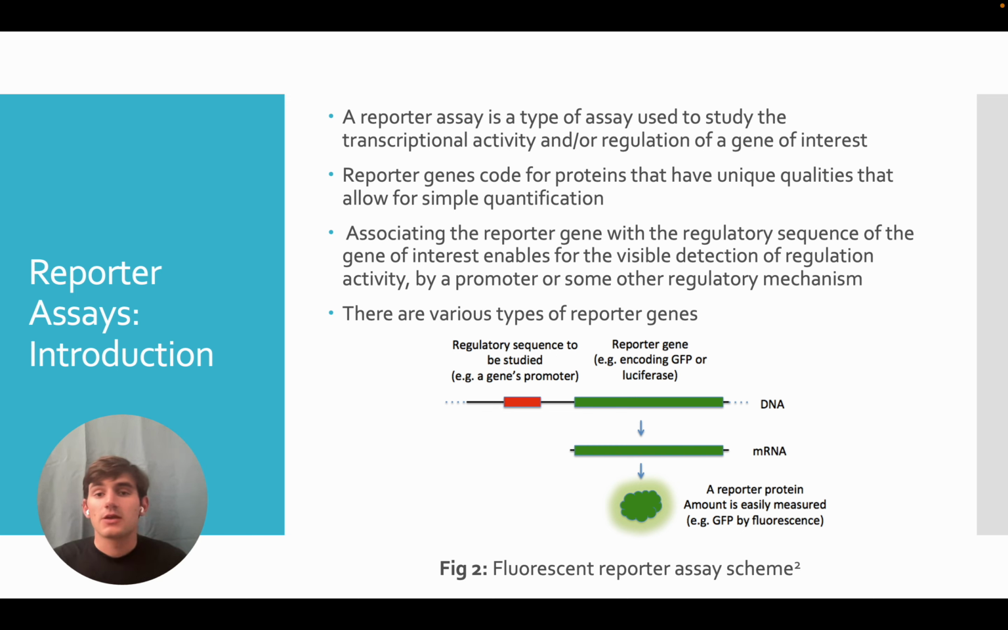This image down here shows a simplified view of a reporter assay. As you can see, a reporter gene is associated with a regulatory sequence of interest. So this is a regulatory sequence associated with a different gene, but that gene is cut out and replaced with the reporter gene. And this reporter gene is transcribed into mRNA and then translated into a fluorescent protein that is easily quantified.